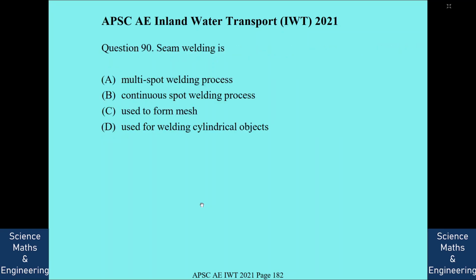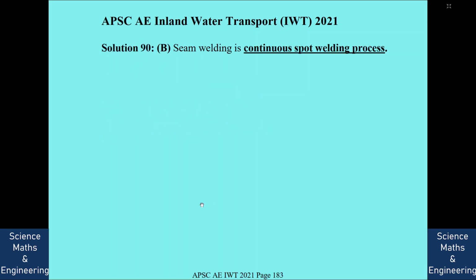Next, seam welding is A, multi-spot welding process, B, continuous spot welding process, C, used to form mesh, or D, used for welding cylindrical objects. So the answer is seam welding is a continuous spot welding process.